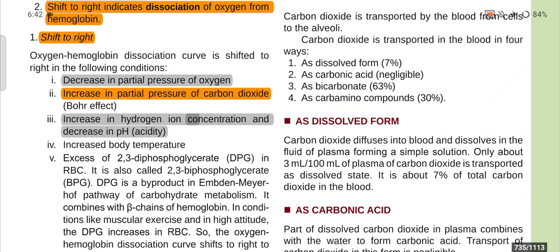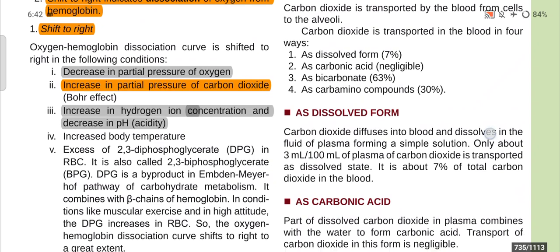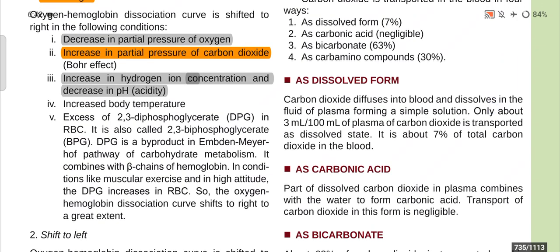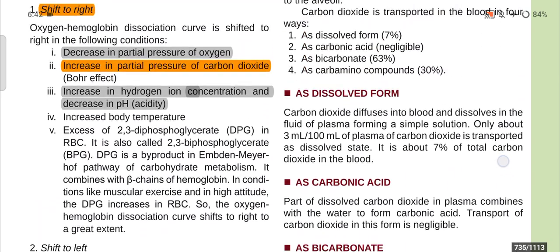It is also called 2,3-biphosphoglycerate, and DPG is a byproduct of the Embden-Meyerhof pathway of carbohydrate metabolism, and it combines with the beta chains of the hemoglobin. In conditions like muscular exercise and in high altitude the DPG increases in RBC, so the oxygen hemoglobin dissociation curve shifts to the right to a great extent.